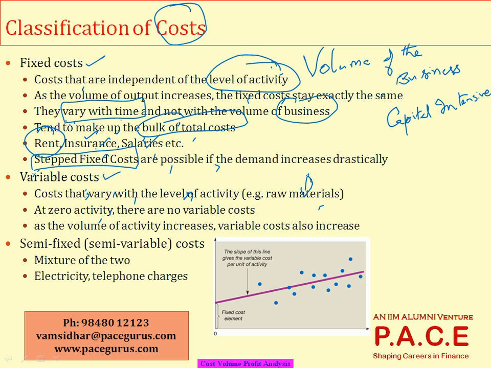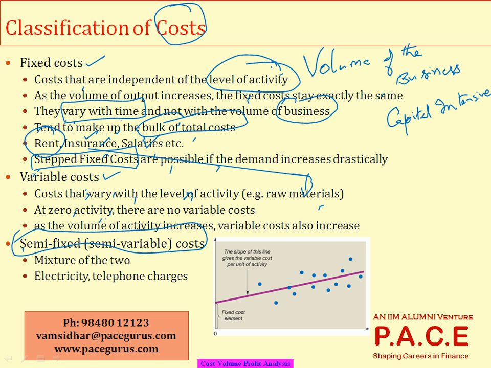So with the sales, the costs go up. With the number of units produced, the costs go up. Those kind of costs we are treating as variable costs. And we also have some kind of costs which could fall into a semi-fixed and semi-variable category. So what do we mean by those?